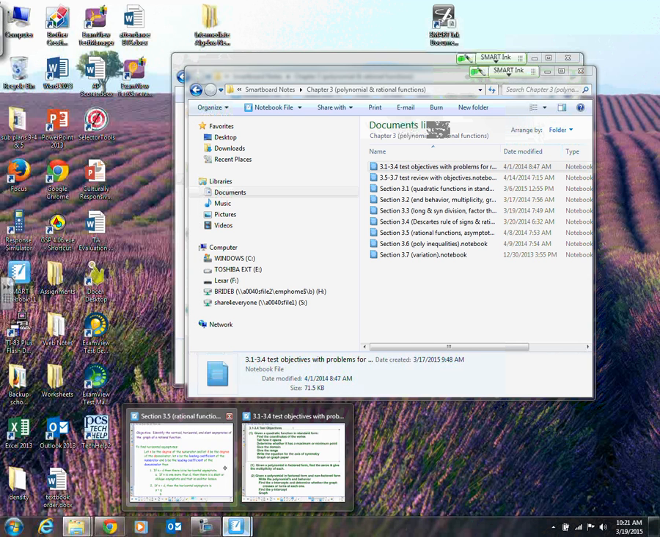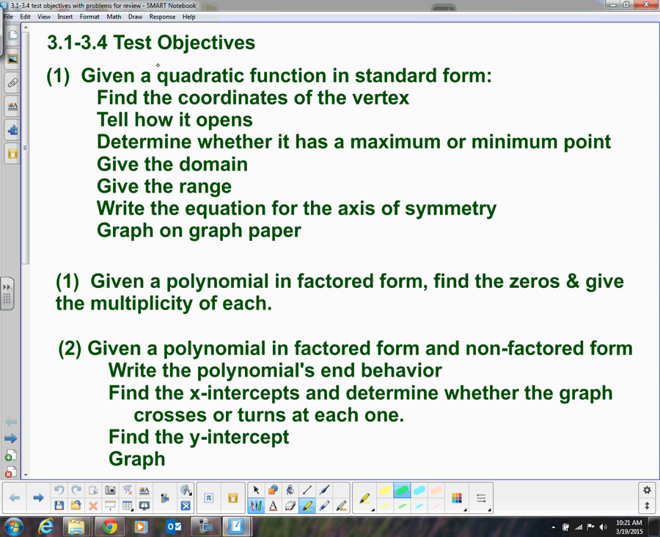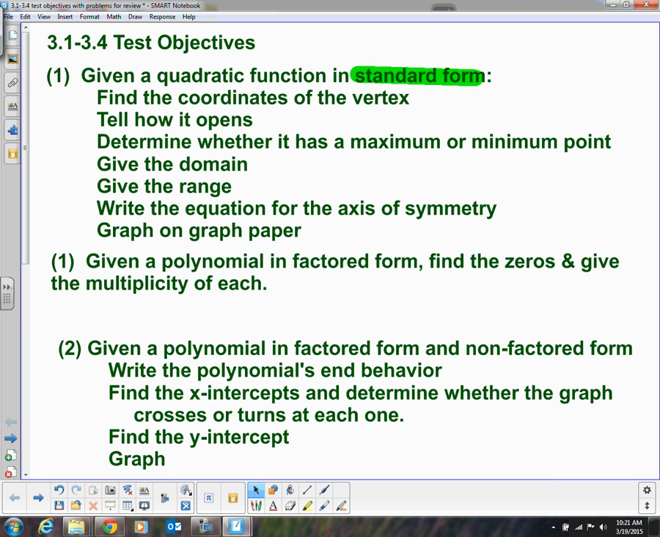Now what you are going to do, let's look at our test objectives. I will give you a quadratic. I am not giving it to you in vertex form. I'm giving it to you in standard form. You will find the coordinates of the vertex, how it opens, tell whether it's a maximum or minimum, give domain, give range, write the equation of the axis of symmetry, and graph on graph paper. That is one question on your test.